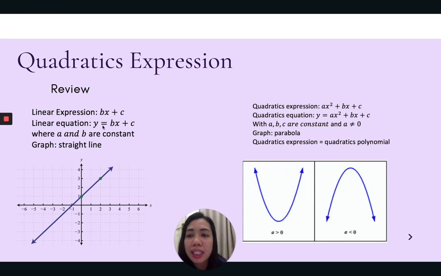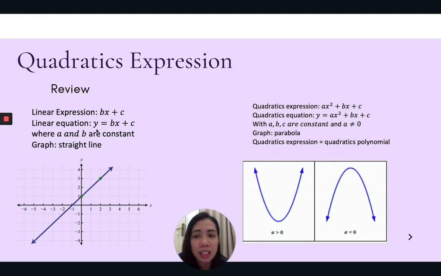And then about the linear equation. What is the linear equation? Remember that whenever we are talking about an equation, the equation has two sides. In this linear expression, we only have one side. So to transform this into an equation, we add an equals sign. Here I write y equals bx plus c. So now we have two sides: on the left-hand side I have y, and on the right-hand side I have bx plus c. So this is the linear equation, which has two sides.